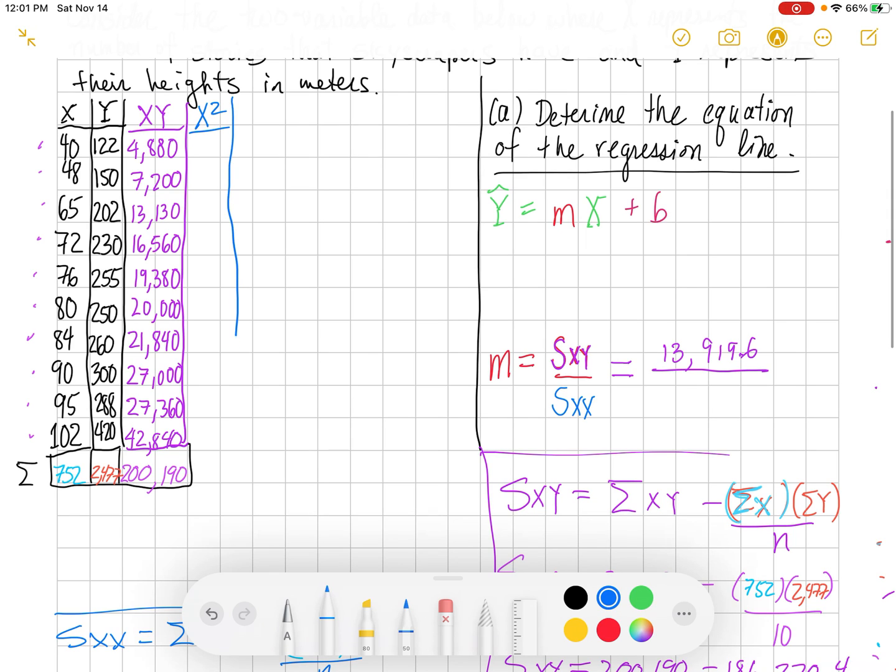So we have to come up with an x squared column. How do we get an x squared column? Well, you're going to square all the x's. So I'm going to square 40. I square 40, I'm going to get 1,600. Square 48, I'm going to get 2,304. Square 65, I'm going to get 4,225. Square 72, I'm going to get 5,184.